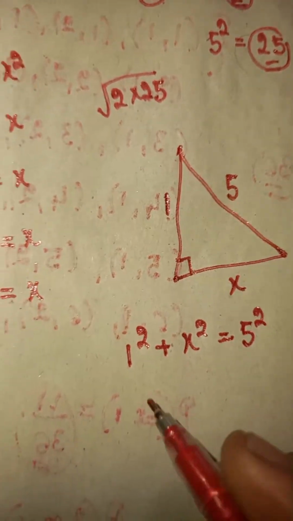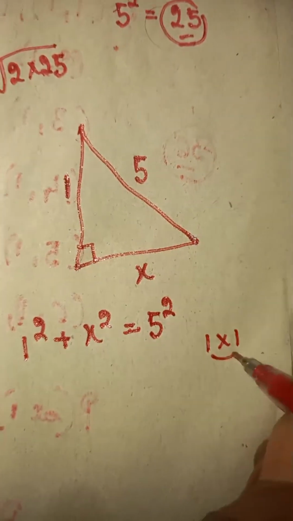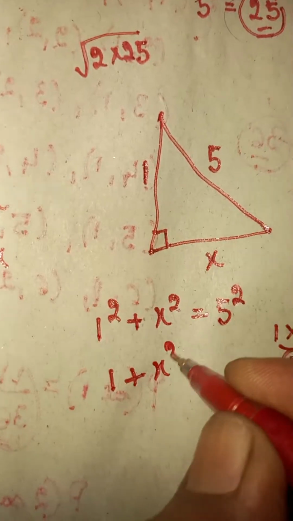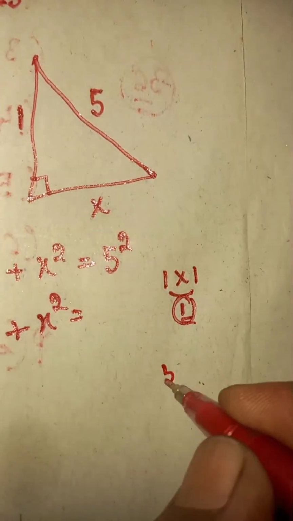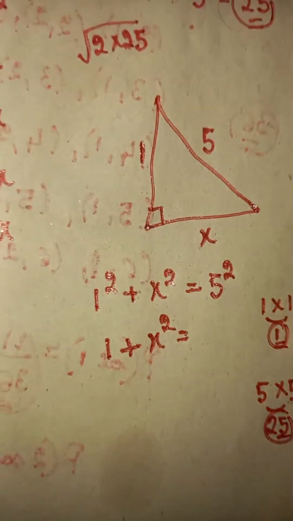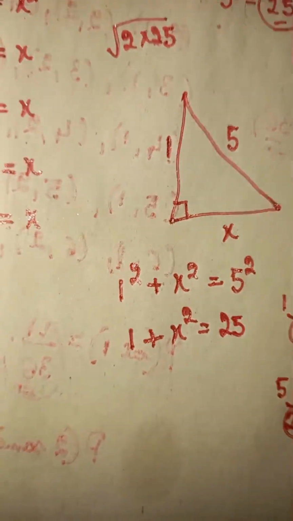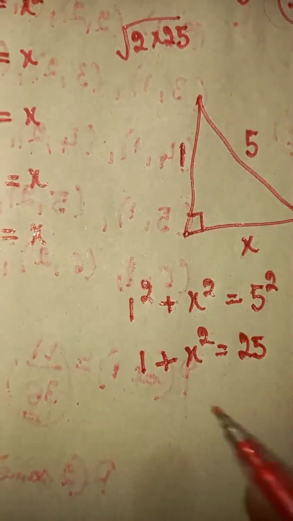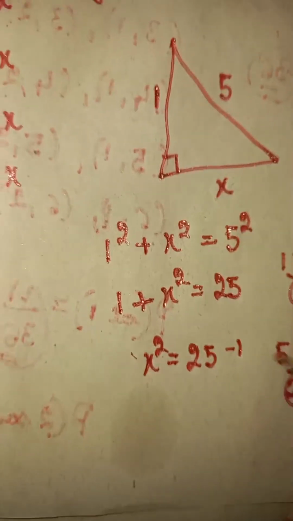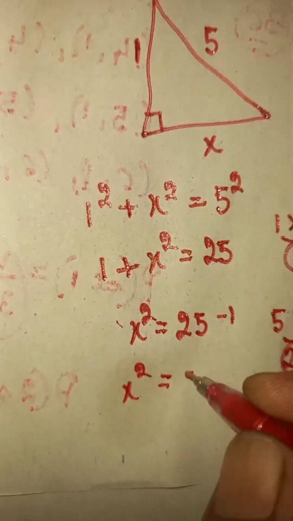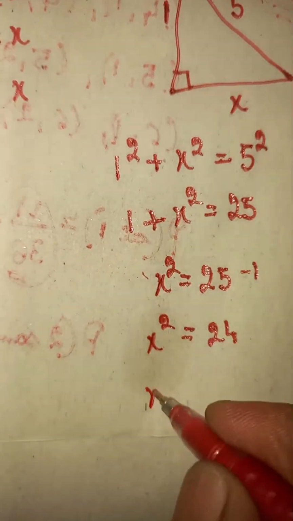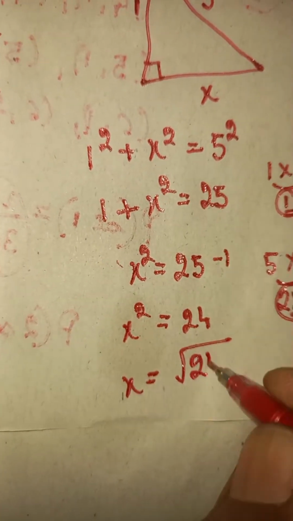1 square means 1 times 1, which remains as 1, and this one is x square, which is equal to 5 square, meaning 5 times 5, which becomes 25. So this is completely equal to 25. Now you can send this one to that side. x square equal to 25 minus 1, so x square equal to 24. Now if you send that square to that side, it becomes root of 24.